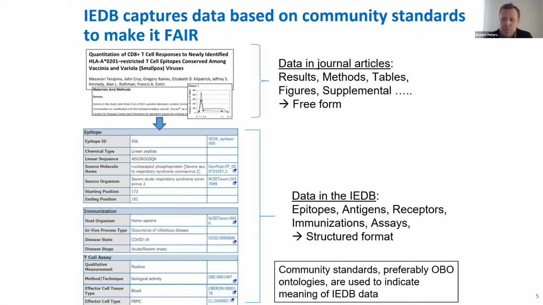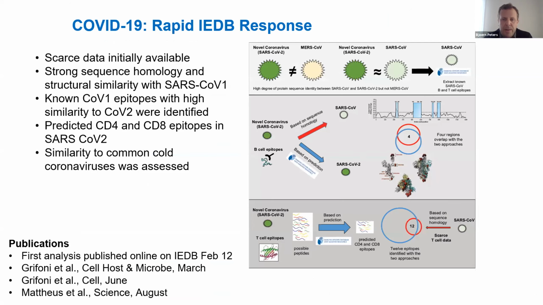So this essentially means breaking data down into key-value pairs, and then the values should ideally be coming from community standards, preferably OBO ontologies, and that are then used to connect the data in the IEDB to other resources. So what did we do with COVID?